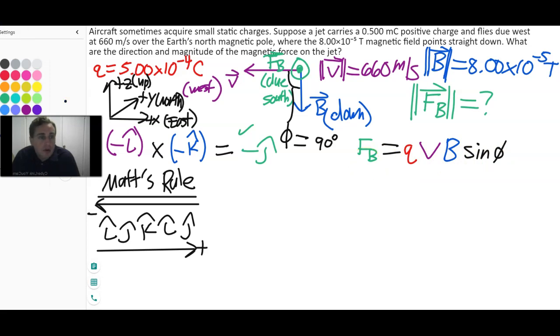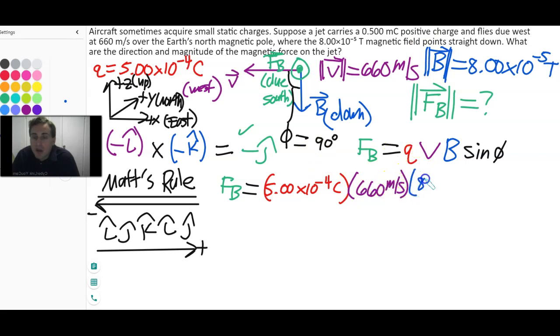Okay, so let's do magnetic force magnitude is equal to the charge in coulombs. That's 5.00 times 10 to the minus 4 coulombs. And then multiply that by the velocity, in this case just the speed, the magnitude of the velocity. That's 660 meters per second. Then let's also multiply by the magnitude of the Earth's magnetic field at this point. That's 8 times 10 to the minus 5 teslas.